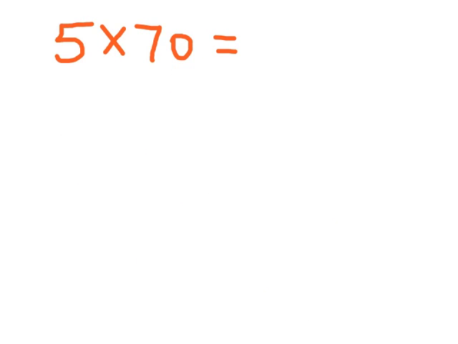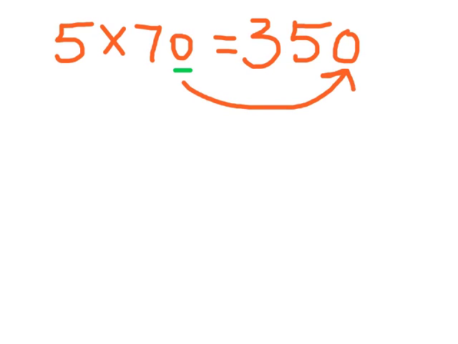Now we're going to try using a different multiple of 10. So we're going to try 5 times 70. So again, we have to look at how many zeros we have in the number we're multiplying. 70 has one zero. So we have to begin by doing 5 times 7, and we know that the answer is 35. And then we take the 0 from the 70 and put it at the end. So 5 times 70 is 350.